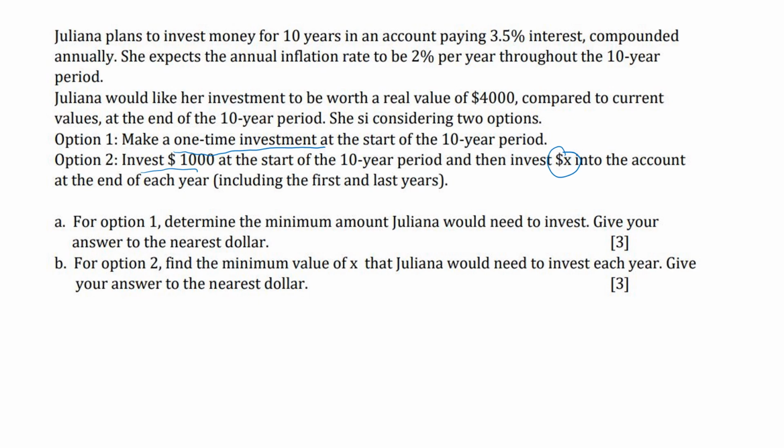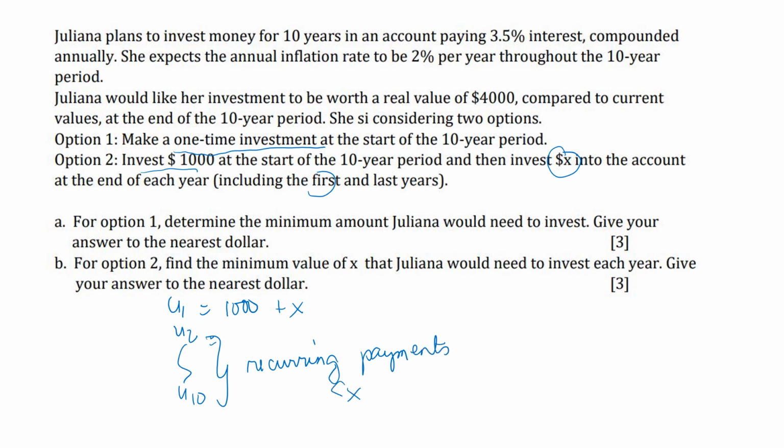So starting from year 1, we say year 1 is 1,000, and then from year 2 up to year 10, there is here a recurring payment, including the first, so recurring payments of X dollars. So what we would like to find out is how much is this amount that is paid every end of the year. Okay, so let's take a look at the next slide.